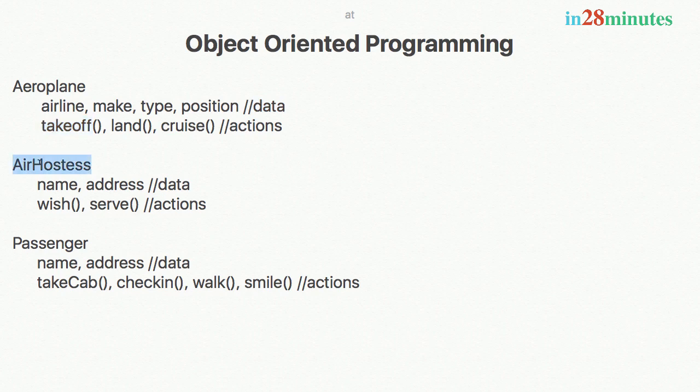If you look at the air hostess, then probably the name and address of the air hostess is the data. And there might be actions like wish, serve, and a number of other actions. When we are thinking about a passenger, his name, maybe his address, and a lot of information can be the data. And probably the actions he can perform are take cab, do a check-in, walk, smile, run, board the aircraft, and a lot of such actions. So when we are thinking object-oriented programming, we are thinking about what are the objects, what is the data they might contain, and what are the actions that can be performed on them.